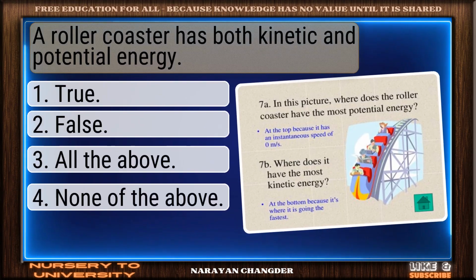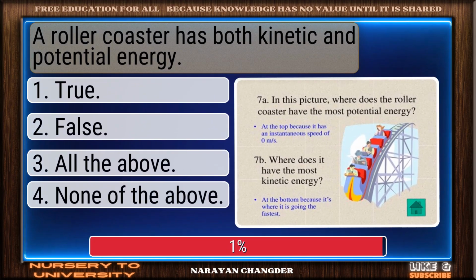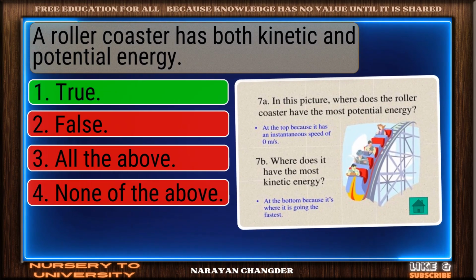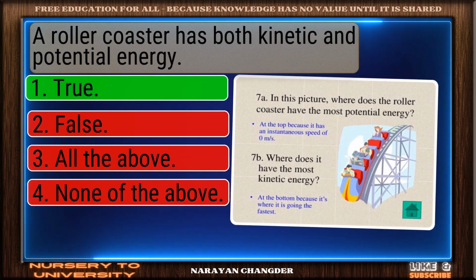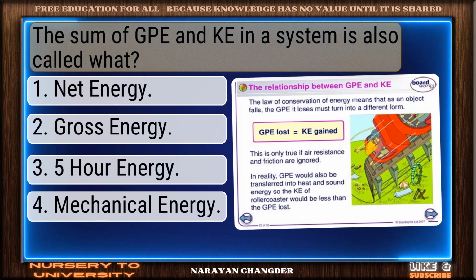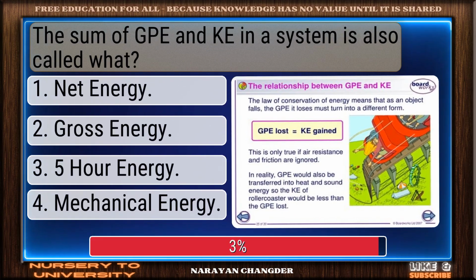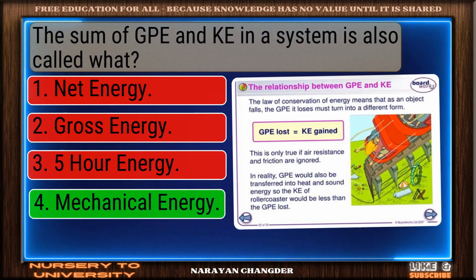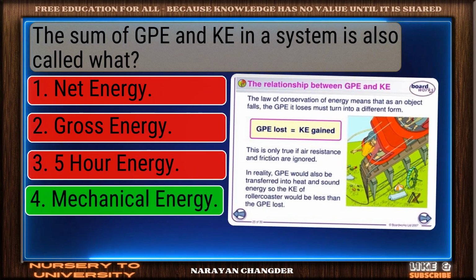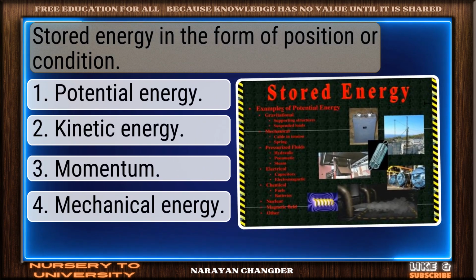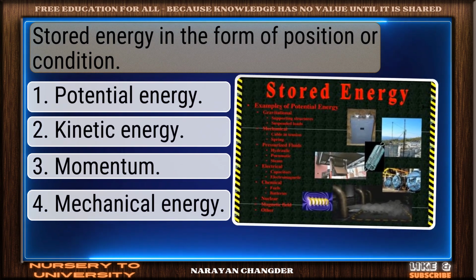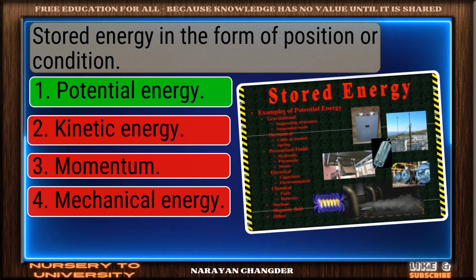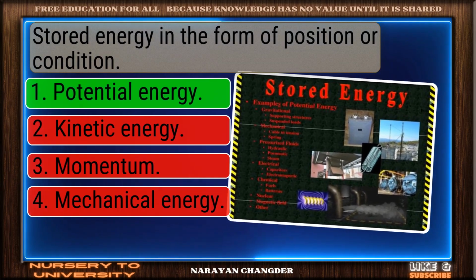Question number 48. A roller coaster has both kinetic and potential energy. Excellent choice. True is the right answer. Question number 49. The sum of potential and kinetic energy in a system is also called what? Exactly. Mechanical energy makes sense, and it is the right choice. Question number 50. Stored energy in the form of position or condition. Valid point. Potential energy is true.